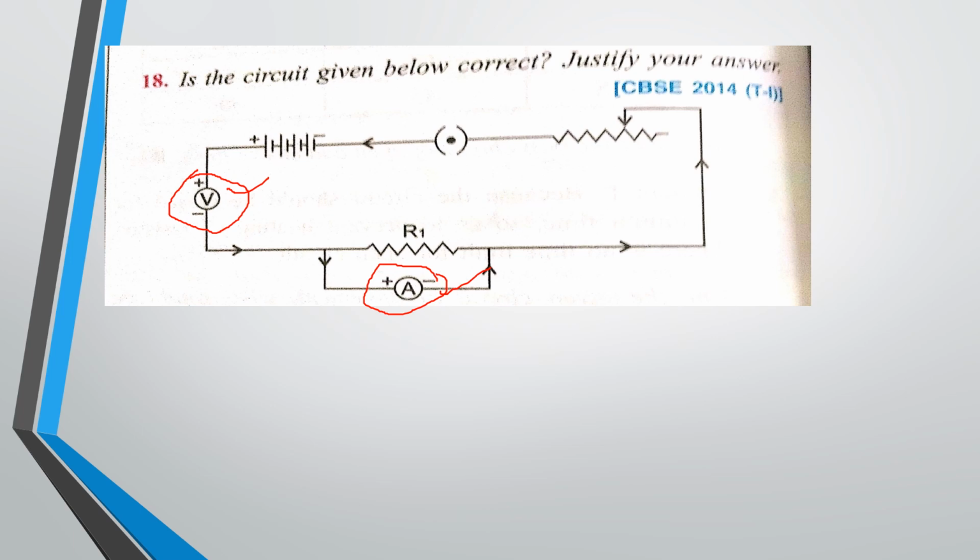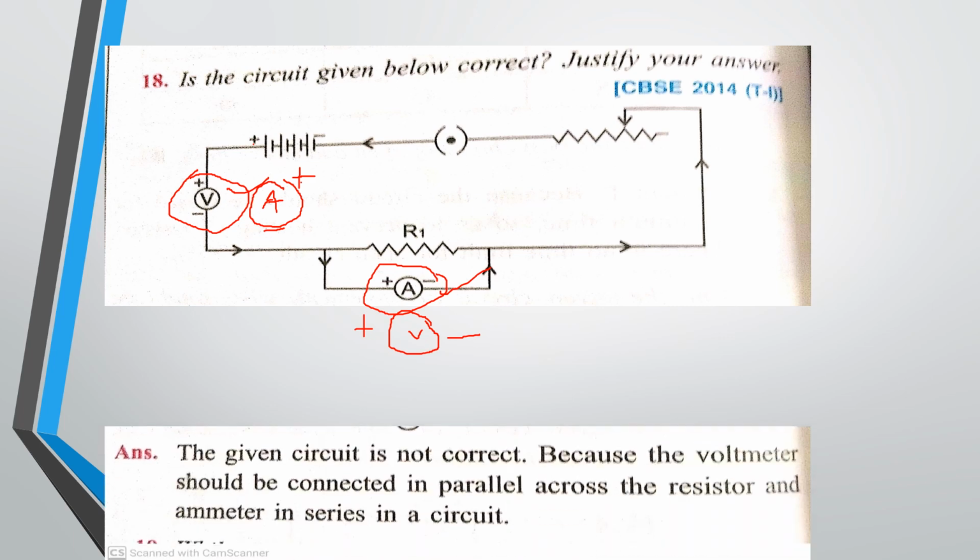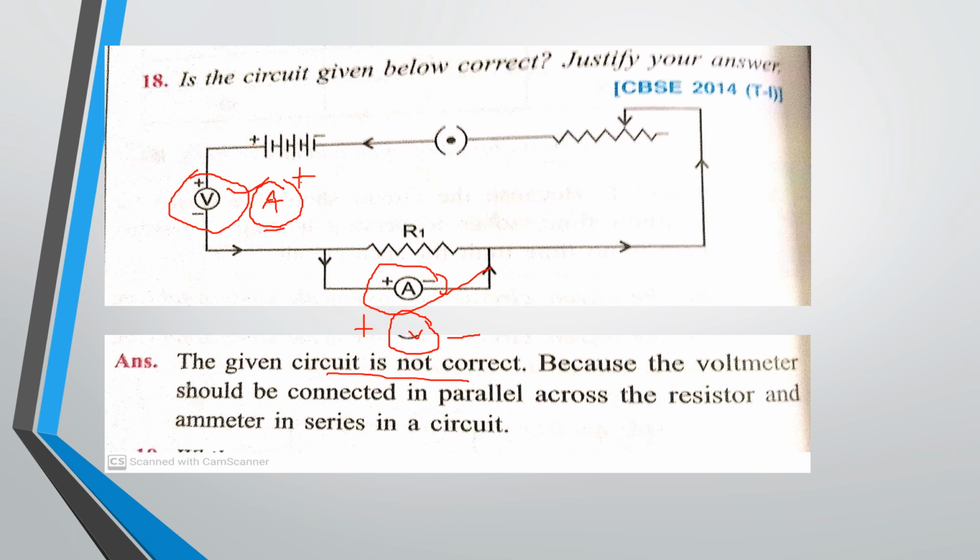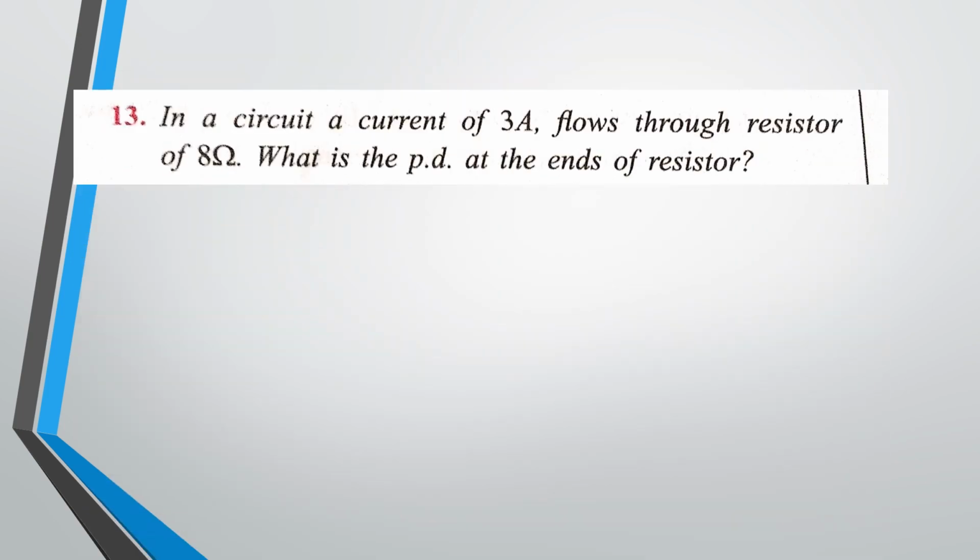So we can exchange them, and we have to make sure that the ammeter positive is always connected to the battery positive. In the circuit you have to show the ammeter positive to the battery positive, and the ammeter negative to the voltmeter positive. If you exchange them like this in the circuit diagram, it is correct. The given circuit is not correct because the voltmeter should be connected in parallel across the resistor and the ammeter in series in a circuit.